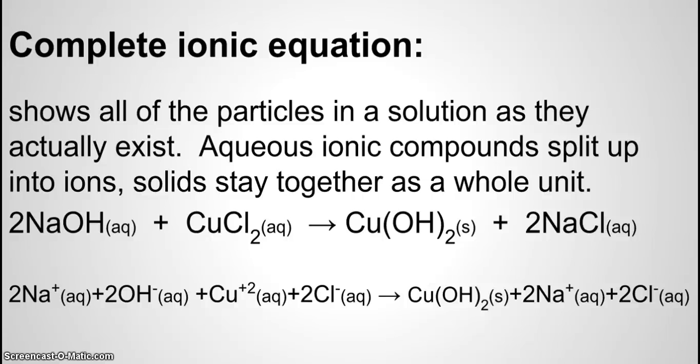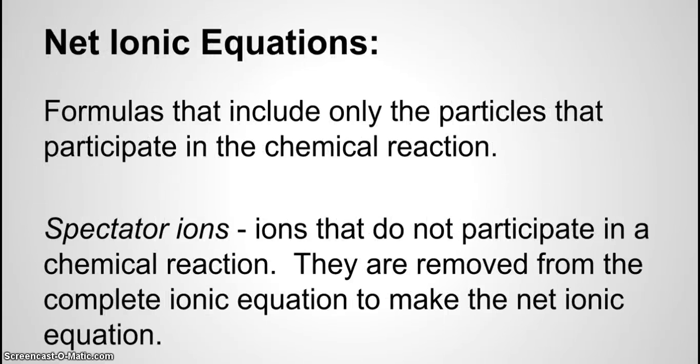So if we have this balanced equation here, we need to show the things that are aqueous as ions. Things that are aqueous break apart into ions. The things that are solid stay together as solids. So we took all 3 of the aqueous components and we broke them apart into their individual ions, which is what aqueous things really are. So that's called a complete ionic equation. Now, what we want to end up with is called a net ionic equation, and that basically shows just the particles that participated in a chemical reaction.